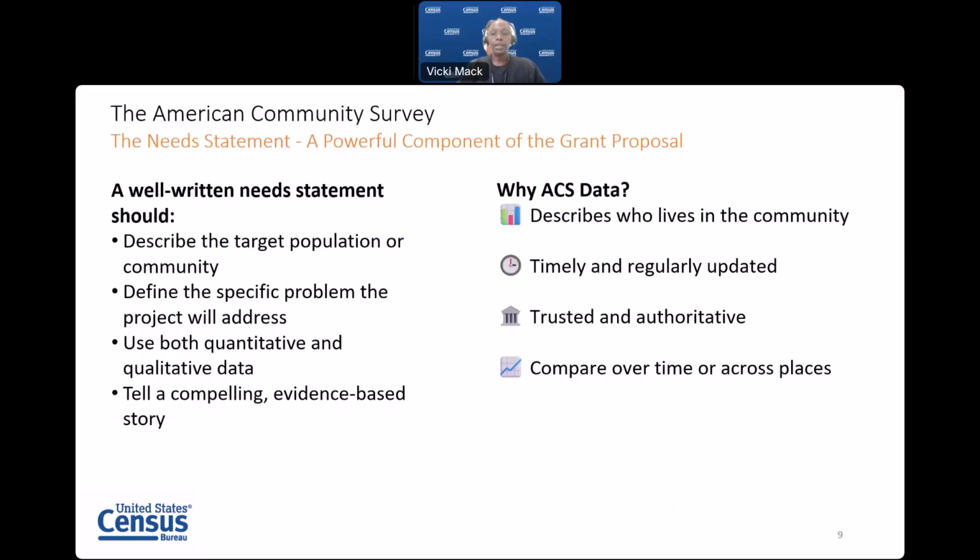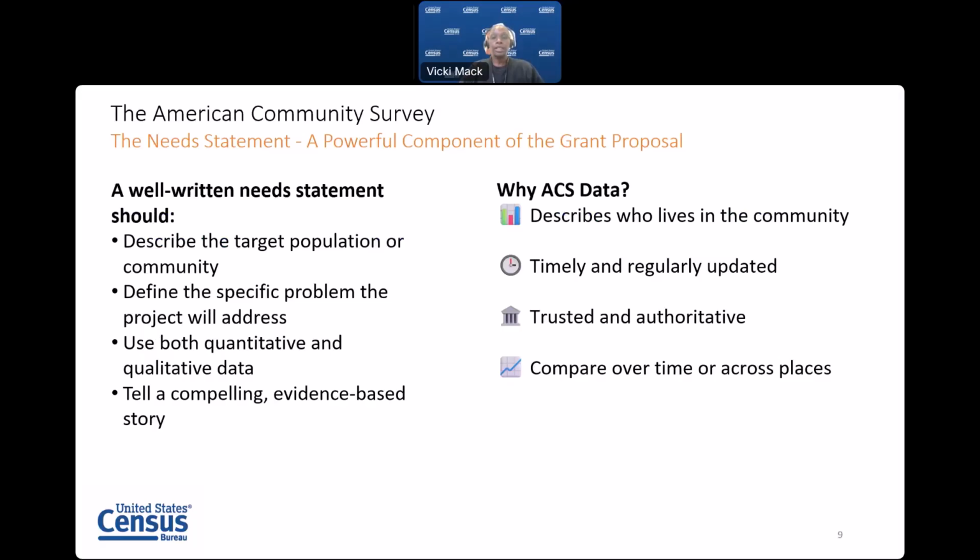Now let's talk about how ACS can help grant writers. Successful grant proposals often begin with a strong needs statement. It's a section that clearly defines a problem or challenge in a community and makes the case for why funding is needed. This is where census and ACS data can be incredibly valuable.